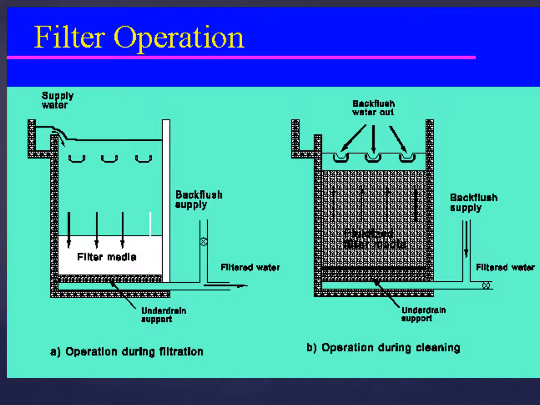Again, filter operation. Here I put some pictures to have an idea how it works. One filter during filtration, and when you want to backwash, what happens? At the left, again, that is filtration. At the right, B is operation during cleaning. Filtration you do almost 24 hours, but after 24 hours, it depends again on the quality of water, you stop it. That is operation during cleaning. So you apply water from the bottom to the top, and you collect water from backwash water out and backwash troughs.